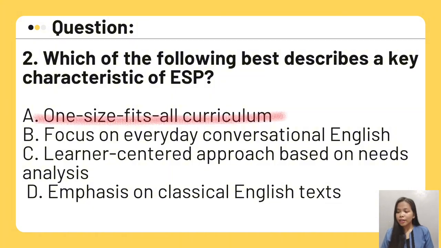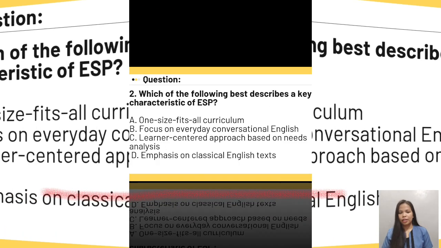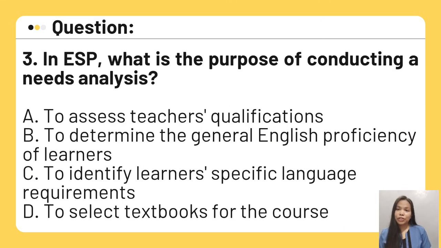For letter A, ESP courses are custom, not standardized. And the letter B choice, while conversational skills may be included, ESP focuses on a specific context. And for letter D, classical texts are more relevant to literature studies than ESP.